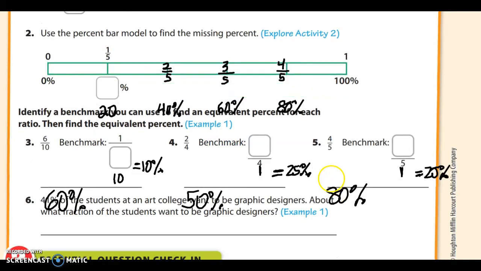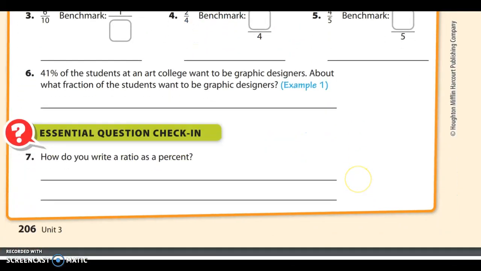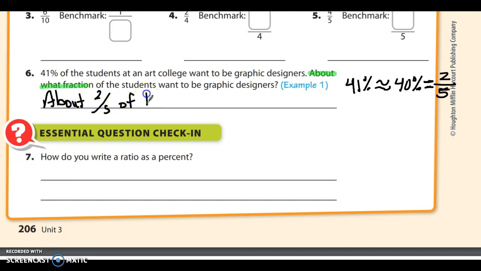Alright, let's check out numbers 6 and 7. Number 6 reads, 41% of the students at an art college want to be graphic designers. About what fraction of the students want to be graphic designers? So off to the side here, I say that 41% is very, very close to 40%. And 40% is the same as 2/5. So what I say is about 2/5 of the students want to be graphic designers.